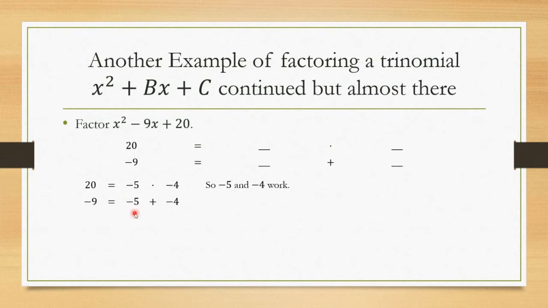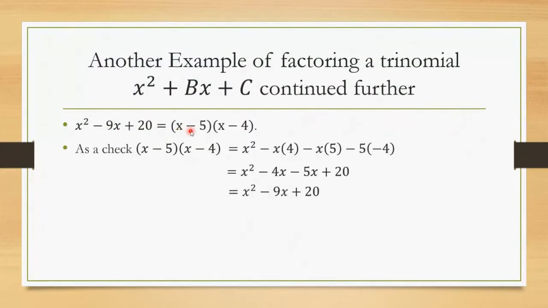All right, big deal. You might be thinking, how does that help us? Well, we can now factor this. As you'll see, this is going to become x minus 5 times x minus 4. So we have factored this, as you can see.